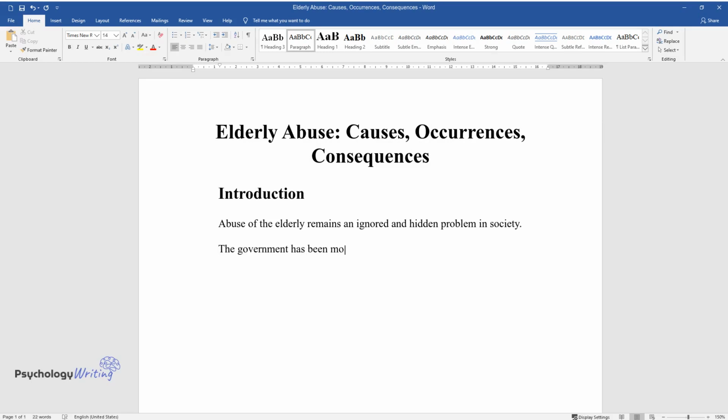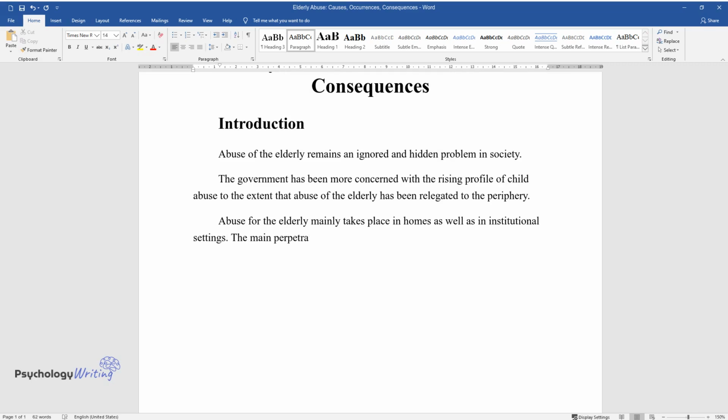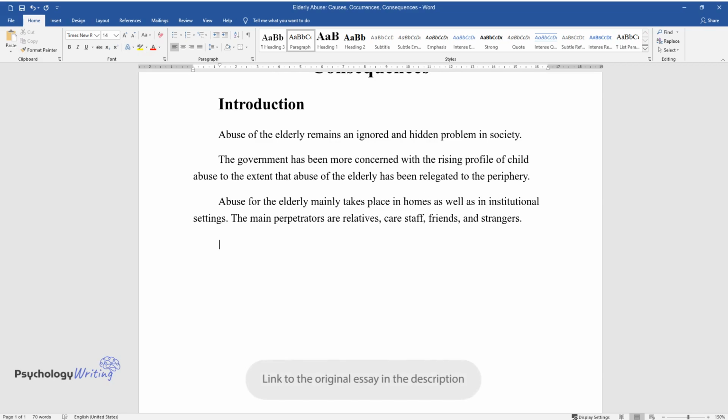The government has been more concerned with the rising profile of child abuse, to the extent that abuse of the elderly has been relegated to the periphery. Abuse of the elderly mainly takes place in homes as well as in institutional settings. The main perpetrators are relatives, care staff, friends, and strangers.